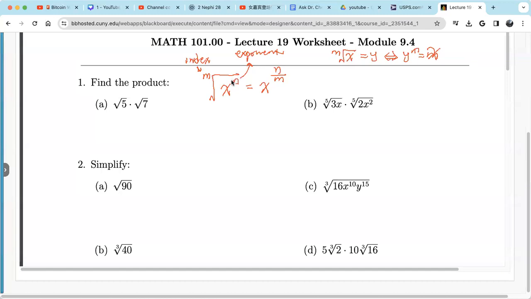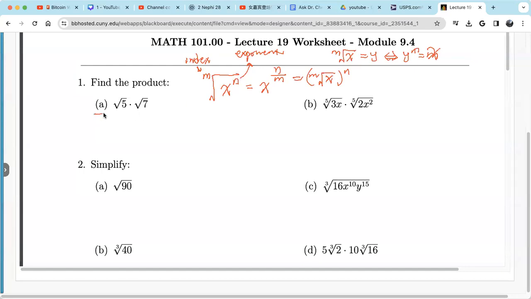All right, and this n can fall under x or can be outside. So we may have the index first, then this whole thing raised to n. This one is the same as this one. So during the calculation, we want to write it as a rational exponent.